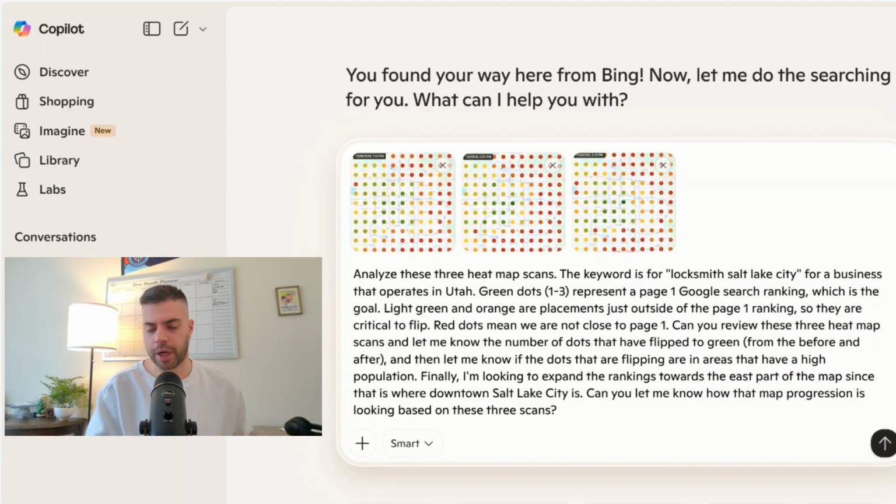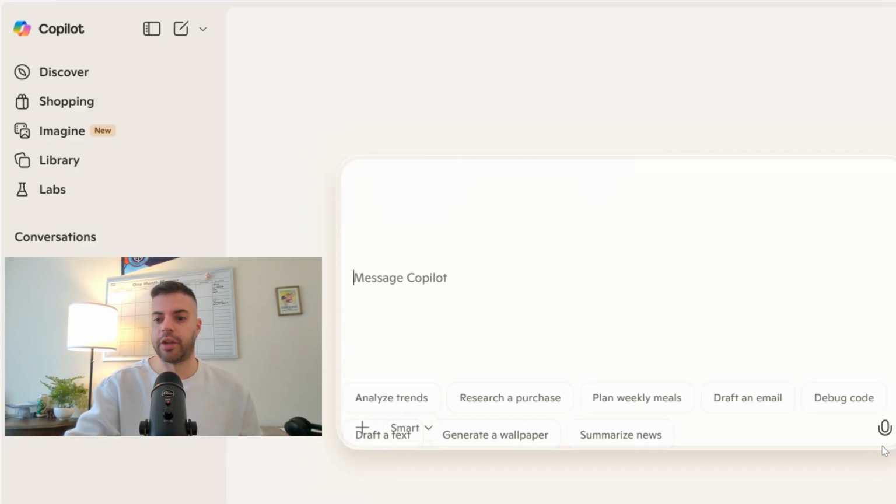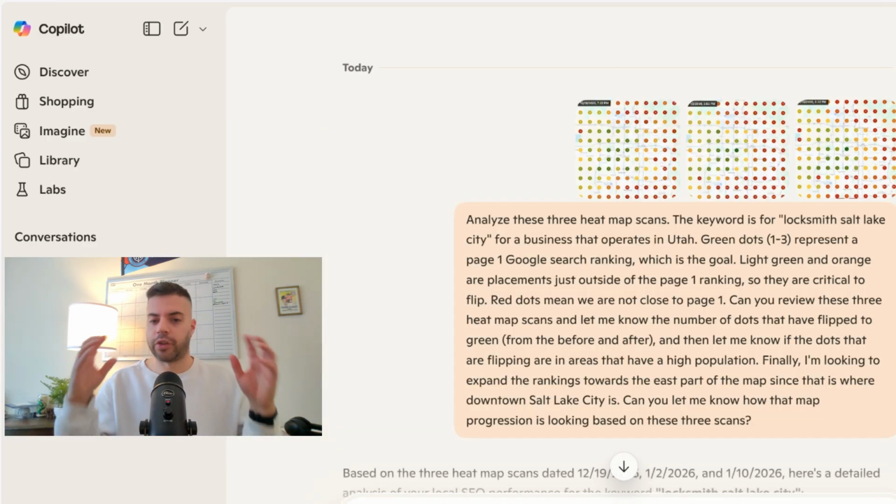So I'm using Microsoft Copilot. I'm going to analyze 3 different heat map scans for one of my clients. They're a locksmith. So here's the prompt. I'm not going to read it. You can pause the video. So I'm now going to hit the enter key. It's going to go through this entire analysis.